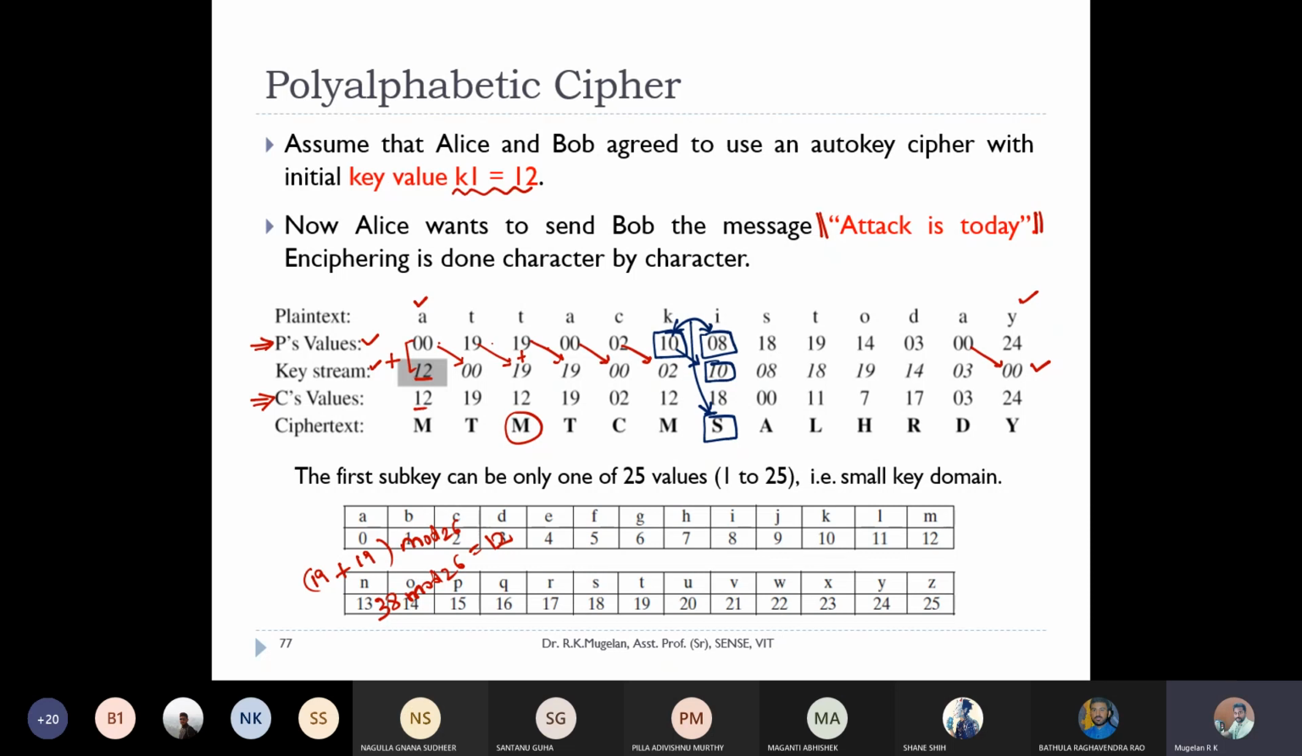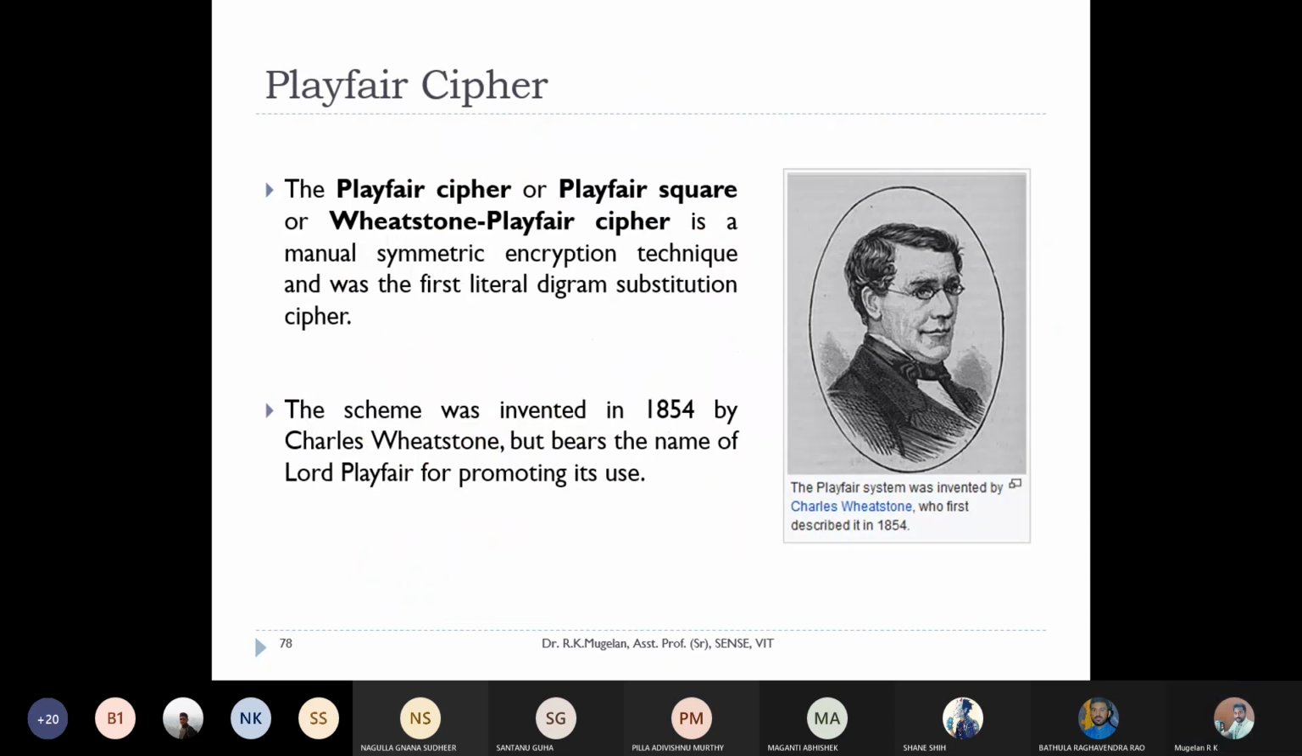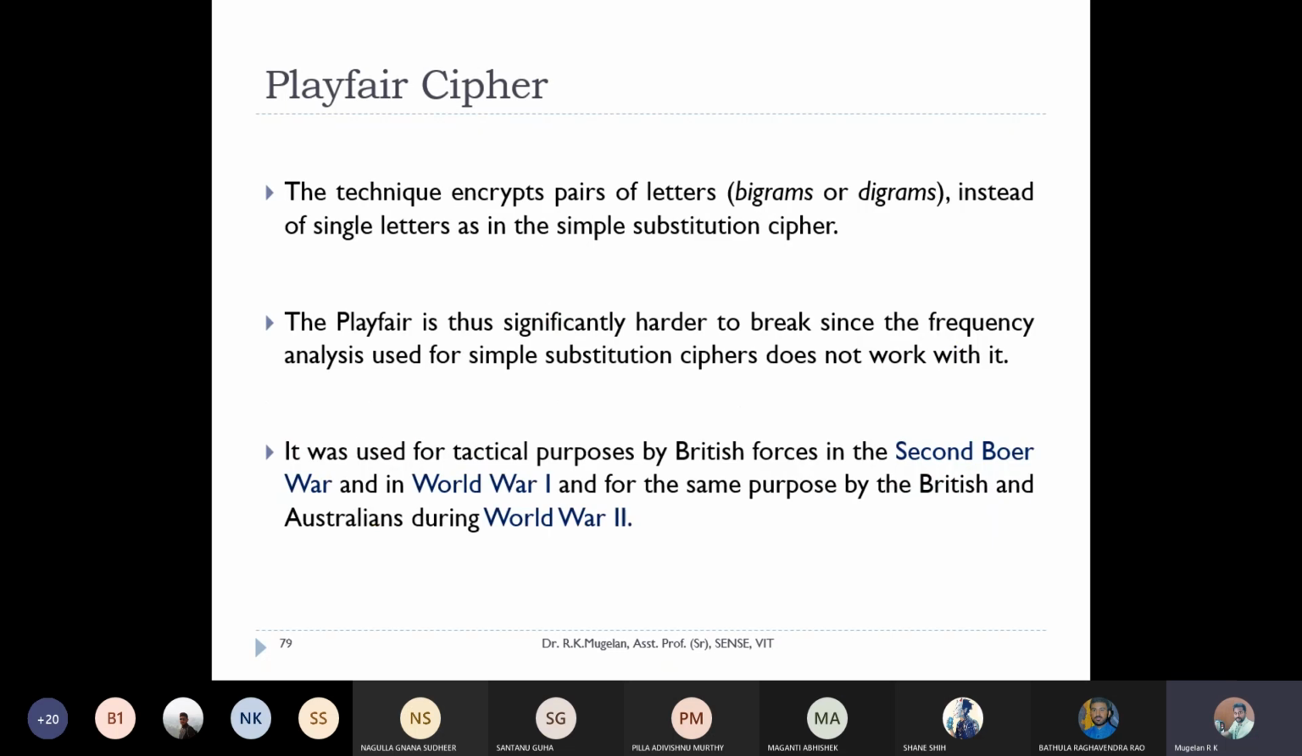So these are the positional values as we just saw. Now move to the next one, called the Playfair cipher, one of the breakthrough techniques, which also comes under polyalphabetic ciphers. It has many names: Playfair cipher, Playfair square, or Wheatstone-Playfair cipher. The person who invented this technique is Charles Wheatstone, but it obtained the name Playfair because Lord Playfair was the person promoting this technique. This technique played a major role during the Second Boer War, World War I, and World War II. What is the unique specialty of the Playfair cipher?